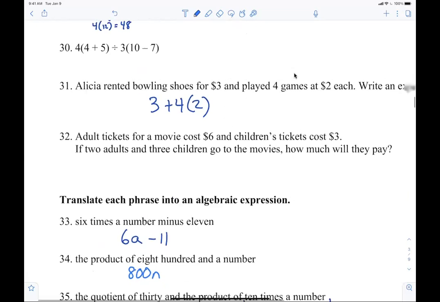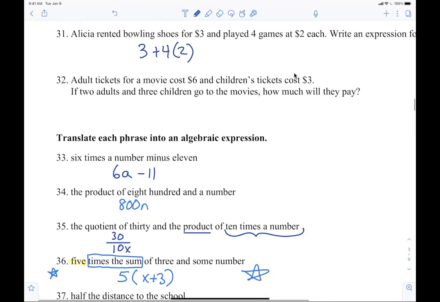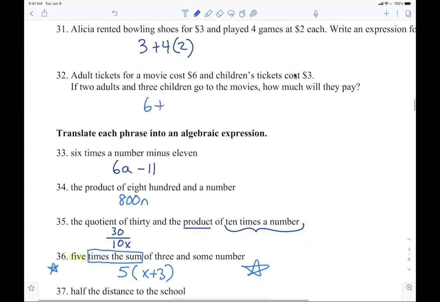32. All right, Addison, you get to read for me. Adult tickets for movies cost $6, and the children's tickets cost $3. If 2 adults individually went to the movie, how much would it be? So what do I have to do? Well, you have to tell me, how do I get that though? So there's 2 adult movies, so 6 plus 6 is 12. Okay. And then there's 3 children, so 3 plus 3 plus 3 is 9. Okay, so stop right there. I'm totally happy with that. If you wrote that on your test tomorrow, you'd be fine.